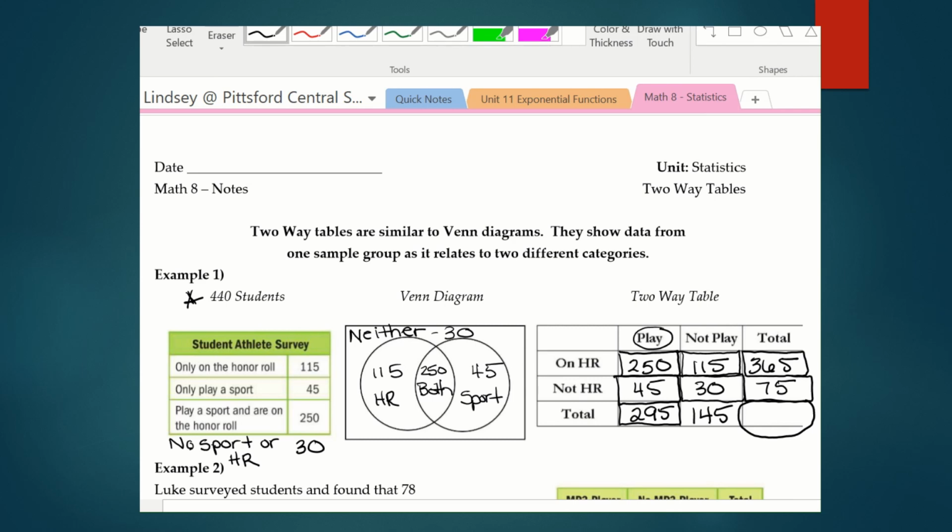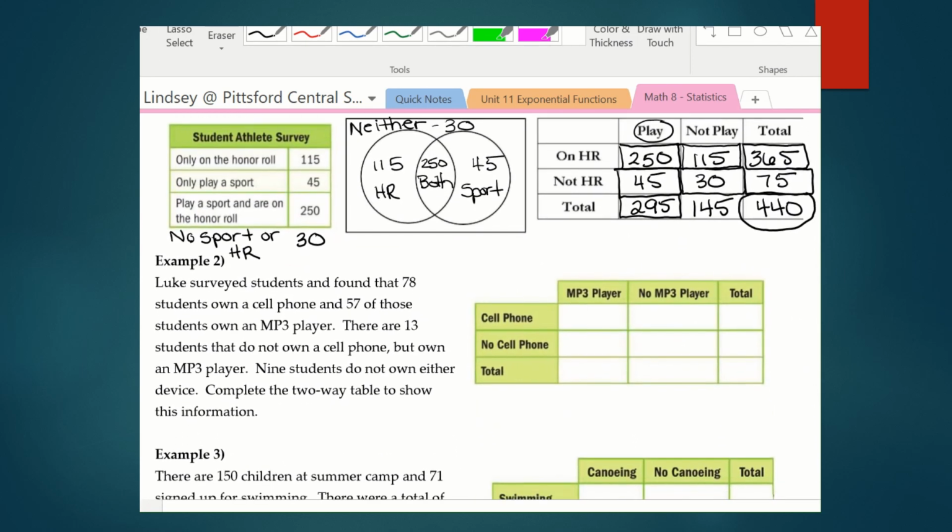So let's start with 365 plus 75. If I add my column together, I get 440. Perfect, which is what I'm supposed to get. How about 295 and 145? Yep, I get 440 again. So that bottom right, where our total from our columns and our total from our rows come together, should give us our sample group, the population that we took the sample from, which was 440 students.